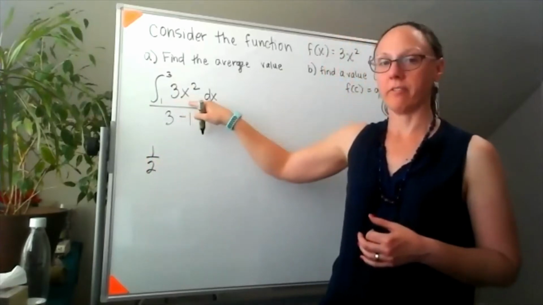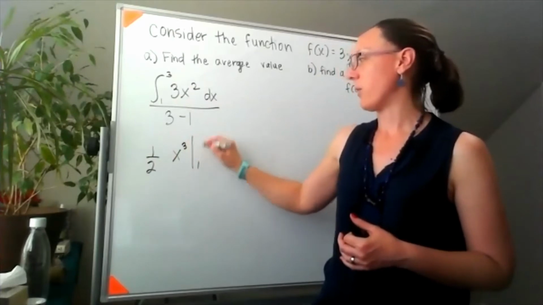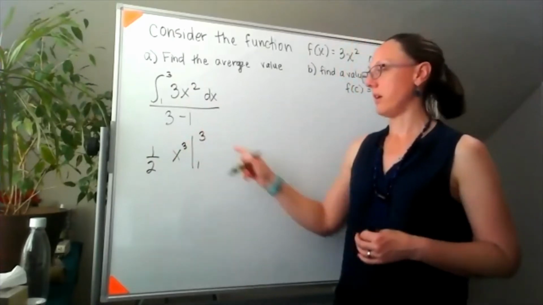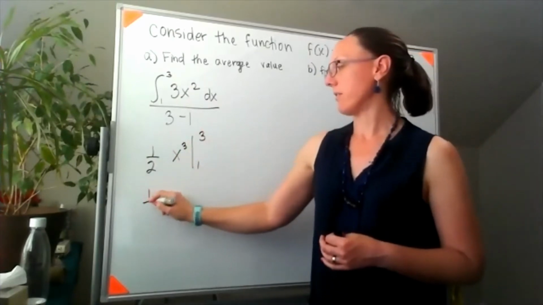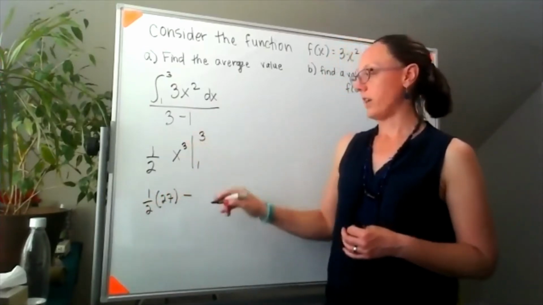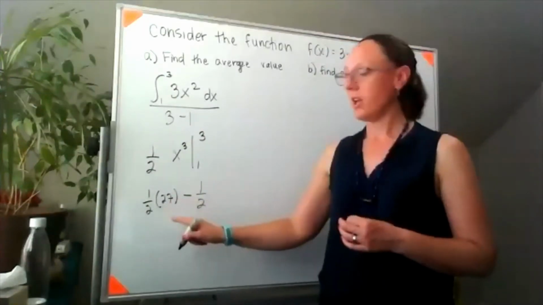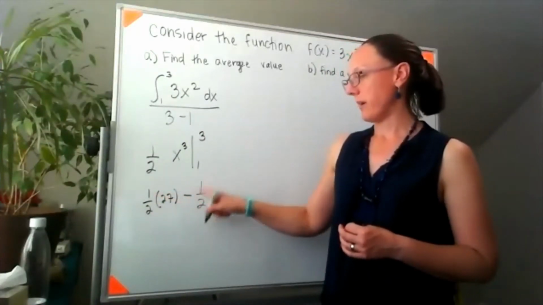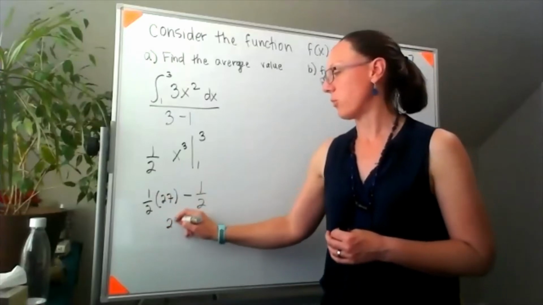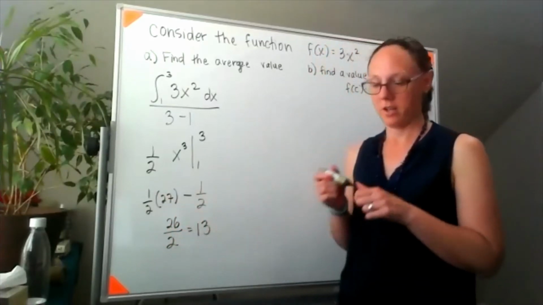And the antiderivative of 3x squared is x cubed. And then I'd be going from 1 to 3. 3 cubed is 27, so I'll have 1/2 of 27. 1 cubed is 1, so minus 1/2. 27 over 2 minus 1 over 2 would be 26 over 2, or 13.